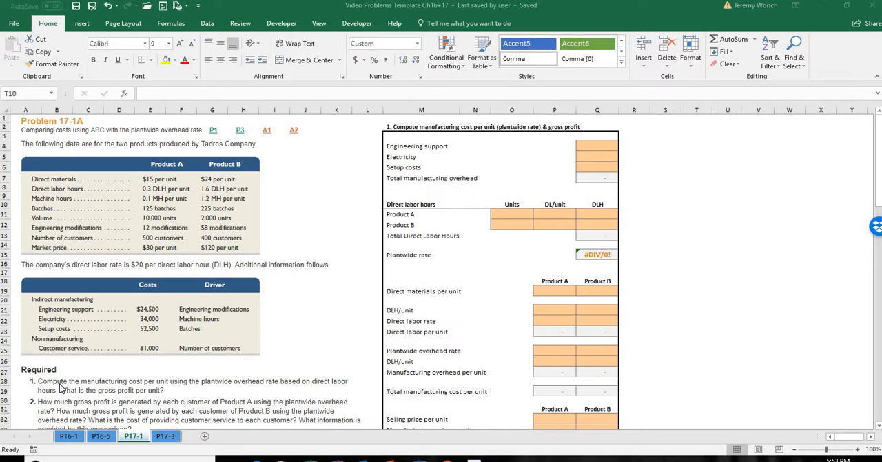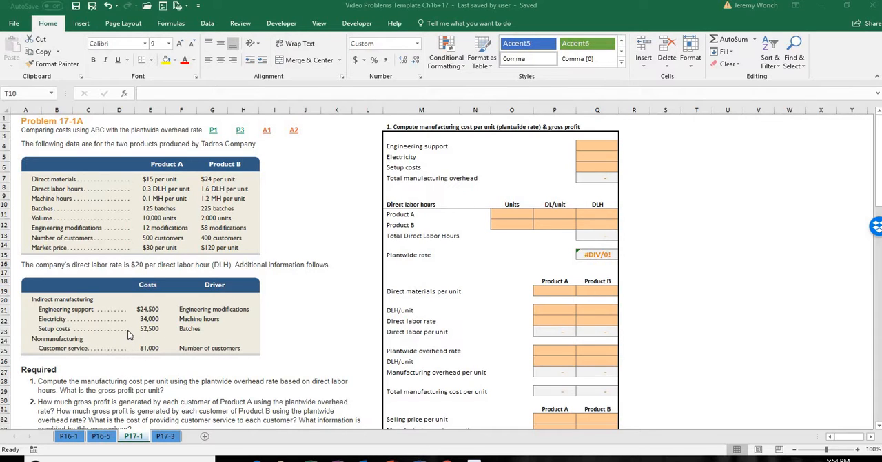And so maybe with something like setup cost, for example, what if we chose to do a plant-wide rate and we chose to use direct labor hours? But what if we assumed that one of our products had one setup or one batch and another one had 10 batches? Well, it cost $52,000. And so we'll say setup costs are our most expensive thing.